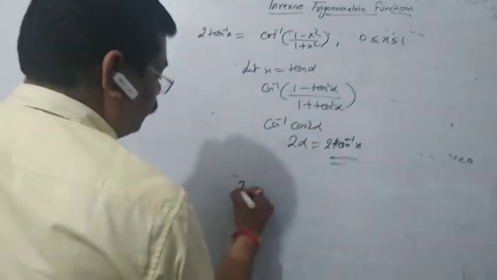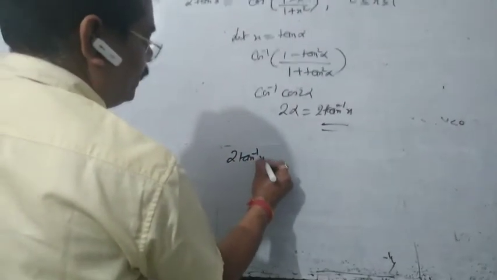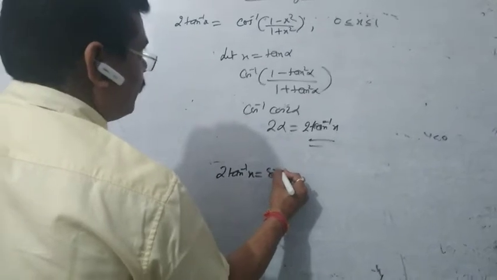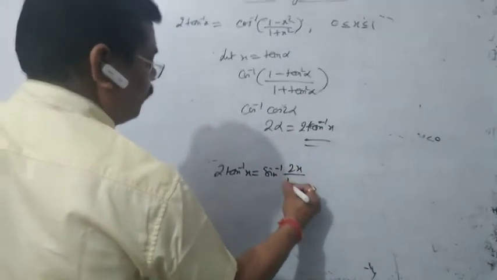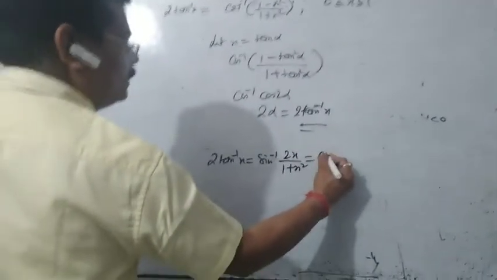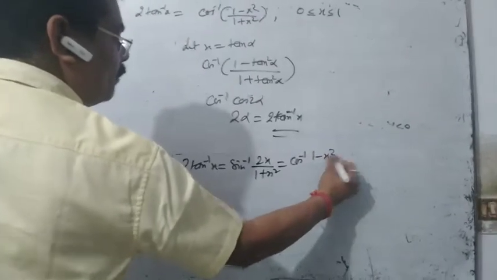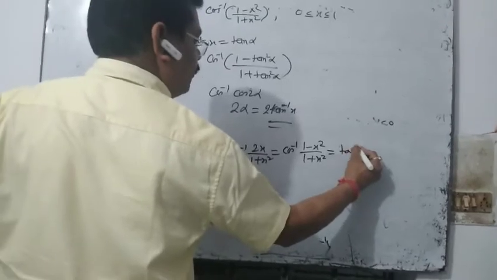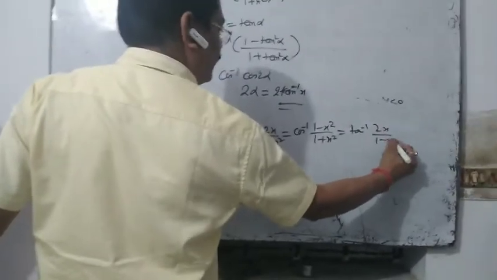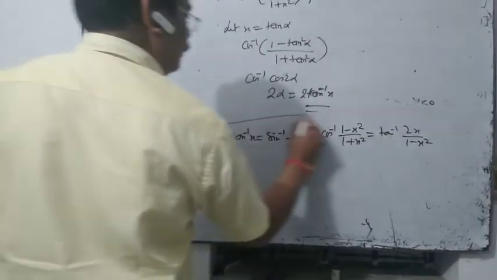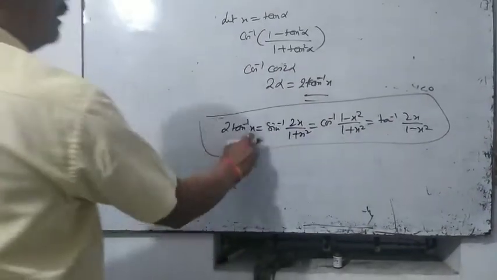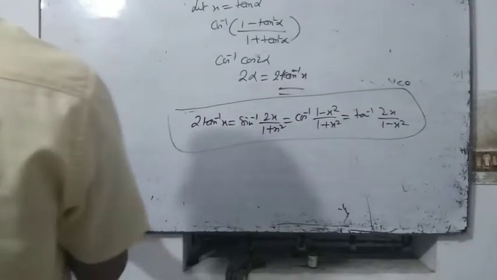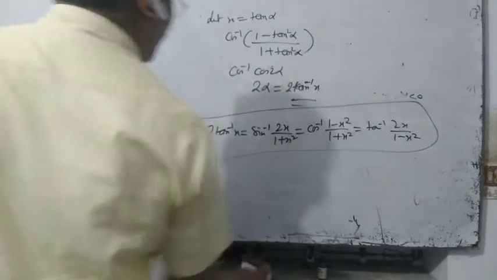You learn it. 2 tan inverse x is equal to sin inverse of 2x upon (1 plus x square), is equal to cos inverse of (1 minus x square) upon (1 plus x square), is equal to tan inverse of 2x upon (1 minus x square). 2 tan inverse converts to sin inverse, cos inverse and tan inverse.